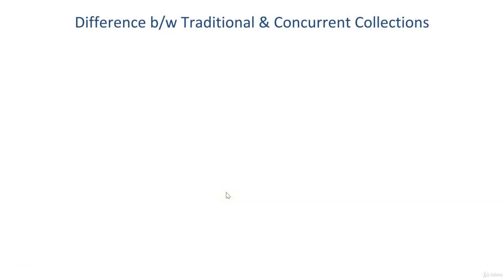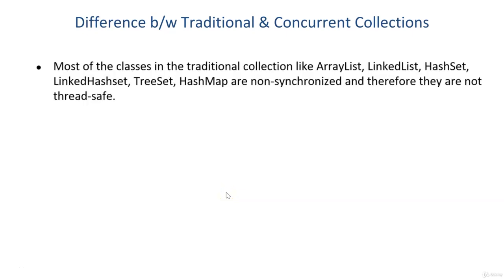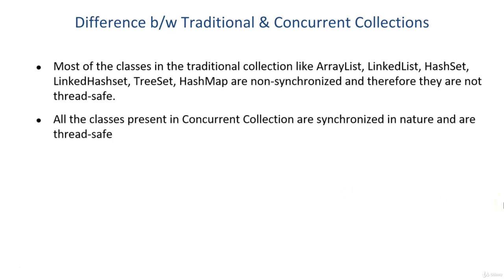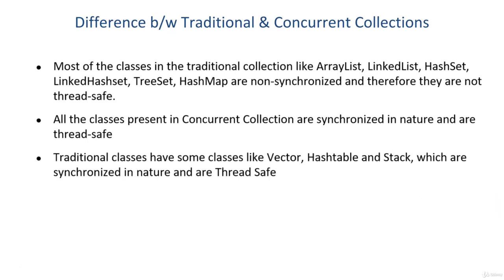In this video, we will discuss the difference between traditional and concurrent collection. Most of the classes in the traditional collection like ArrayList, LinkedList, HashSet, LinkedHashSet, TreeMap, HashMap are non-synchronized and therefore they are not thread safe. All the classes present in concurrent collection are synchronized in nature and are thread safe.